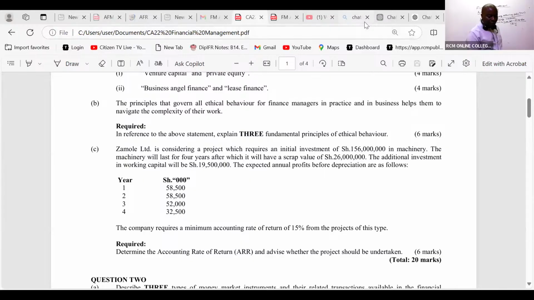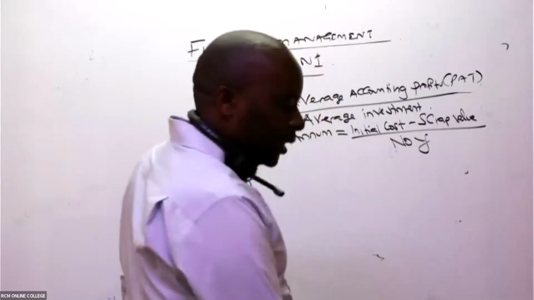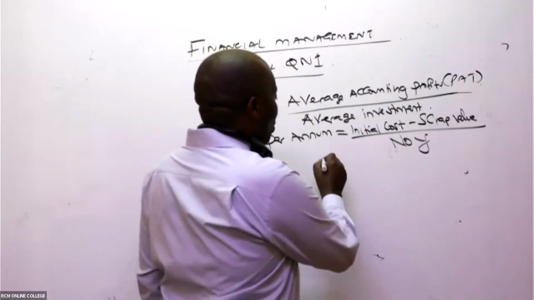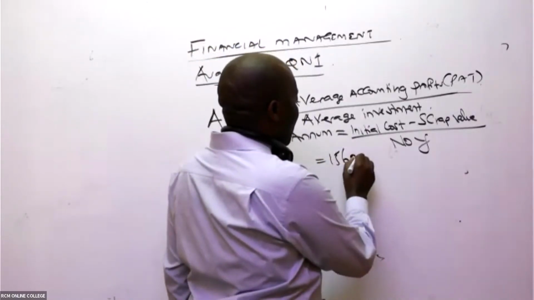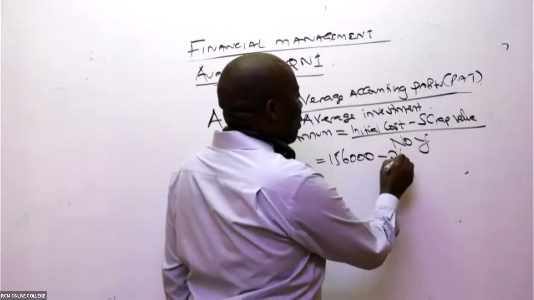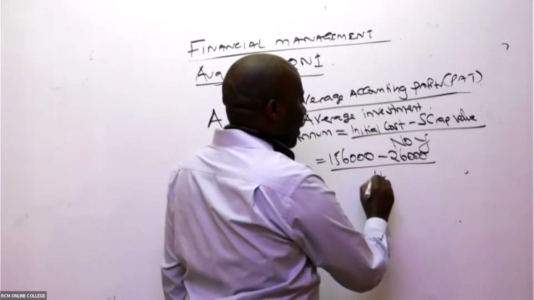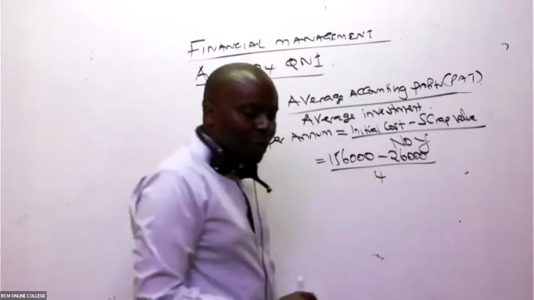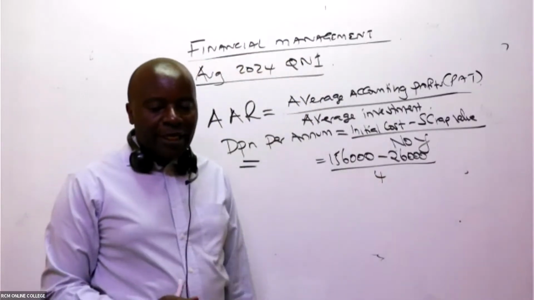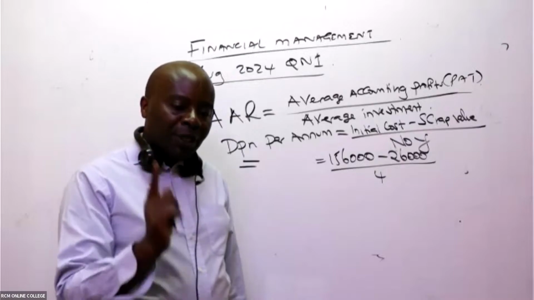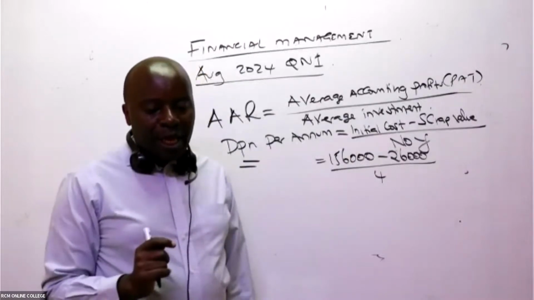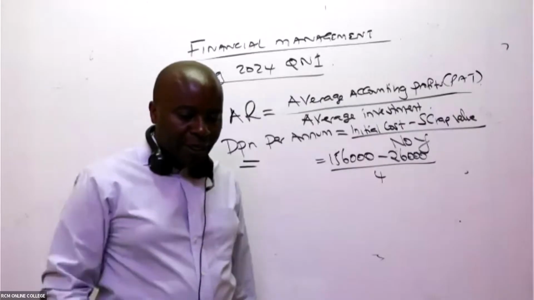So 156,000. So we have here initial cost of the machine is 156,000 minus the scrap value, which is 26,000 like that. The number of years, they told us that this particular asset is a 4-year asset. So then are you able to give me the depreciation per annum? Are you able to give me the depreciation per annum here?